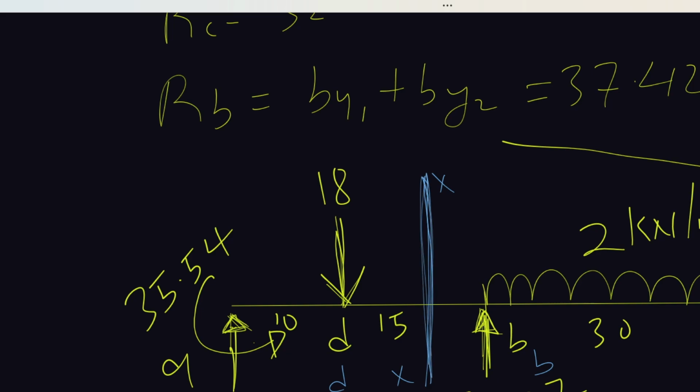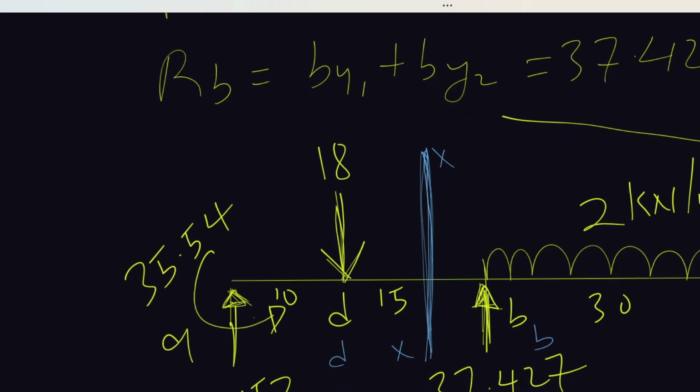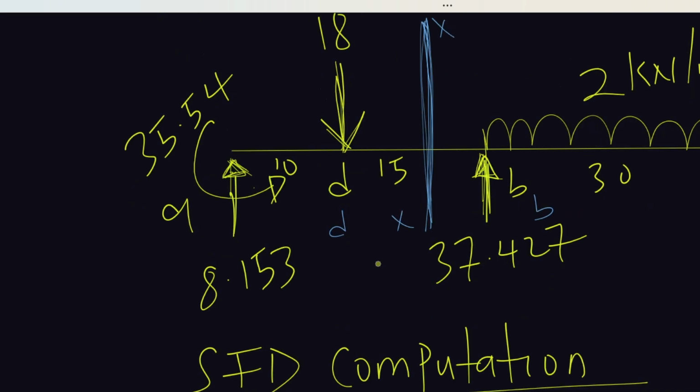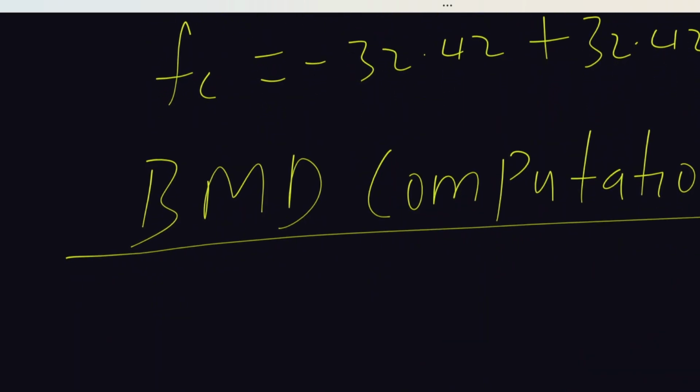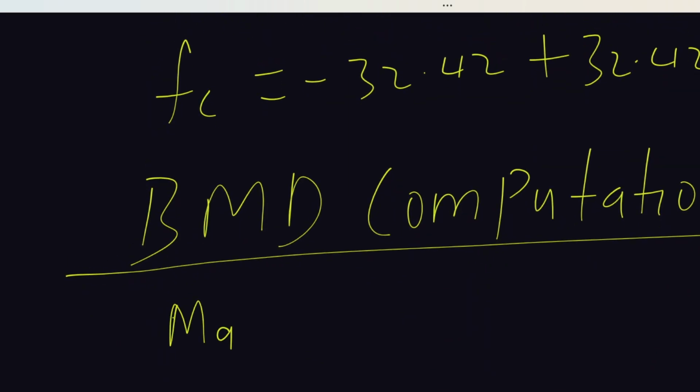So before we proceed, you should know that MA is minus 35.54 based on our bending moment convention. Remember that when it tries to bend the beam in a direction that bends it downwards, the bending moment is negative. But when it tries to bend it upward, it is positive. So that's our convention, remember. So minus 35.54 at A, kilonewton meters.